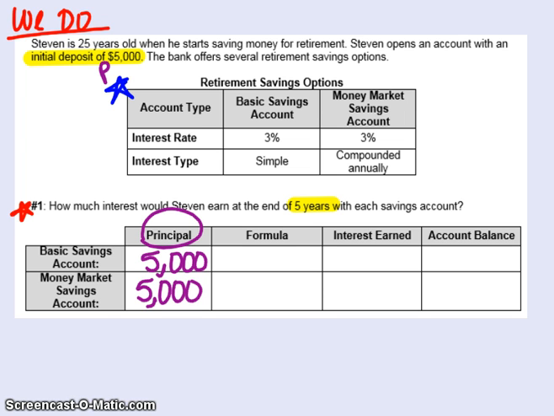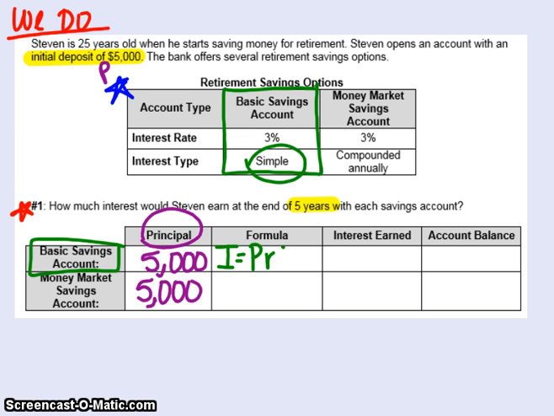Alright, so let's look at our basic savings account first. My basic savings account, I want to find where it says here. So I'm looking at that. I know that I have a simple interest, so I want to use the simple interest formula. I is equal to PRT. And then I have to figure out how much interest I'm earning and then my account balance at the end.